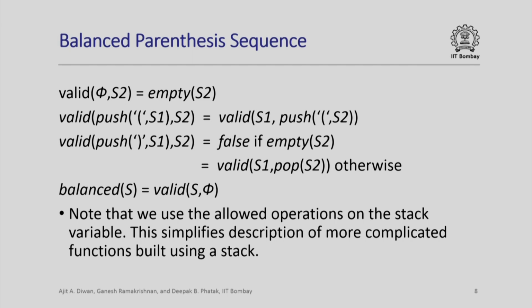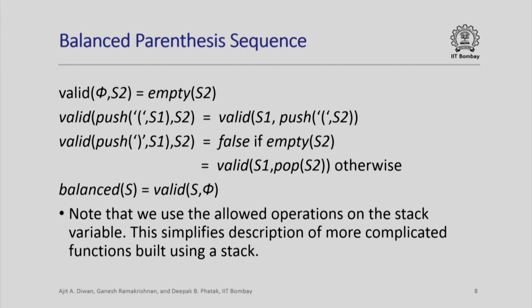So how do we define this function? We define valid of phi comma S2. If my sequence of parenthesis strings is empty, but the stack is something else, S2, we return true if and only if the stack is empty. So if the parenthesis string is empty and S2 is not empty, then the result is false. If S1 is empty and S2 is also empty, then the result is true.